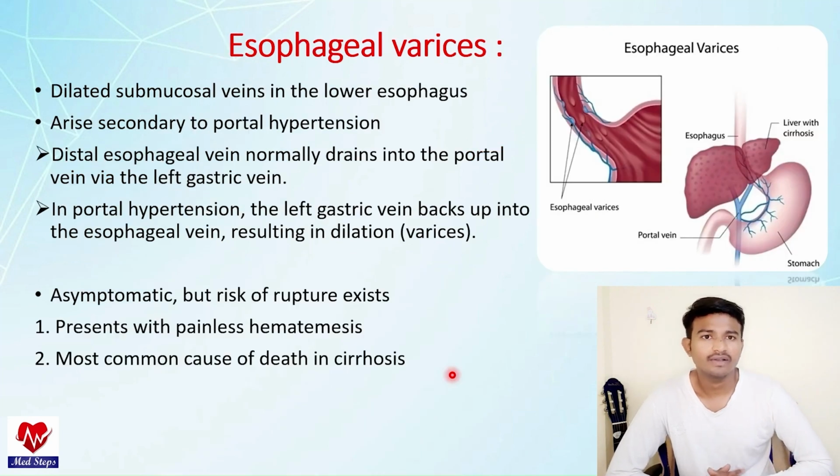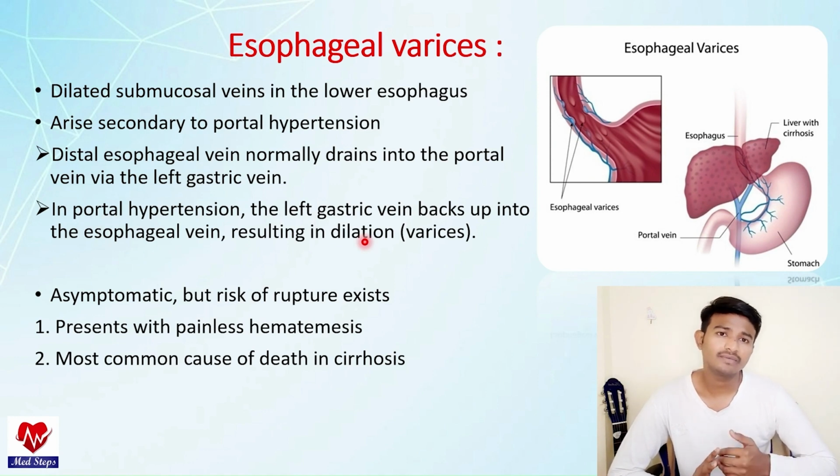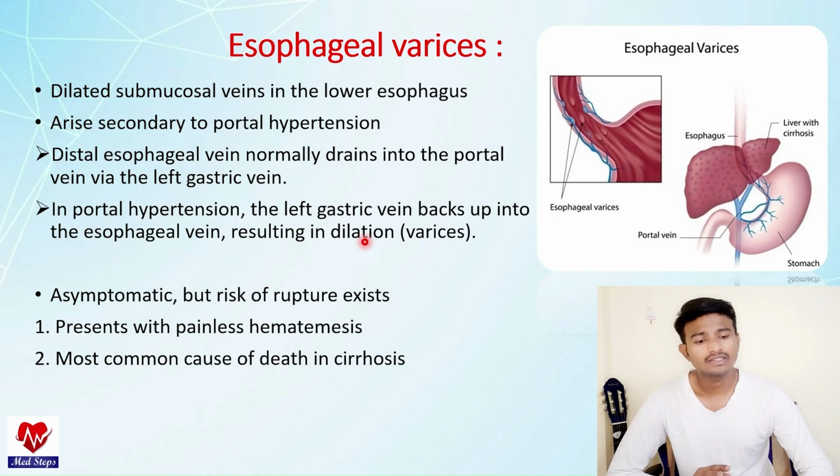Next we are going to see esophageal varices. In esophageal varices, in the distal part, blood vessels will be dilated. They are present in the submucosa. If you see this picture, this type of dilation of blood vessels will happen. Normally, this esophageal blood drains into the portal vein. But here, because of portal hypertension, that blood goes backward to the esophagus. That's why the esophageal blood vessels will be dilated.